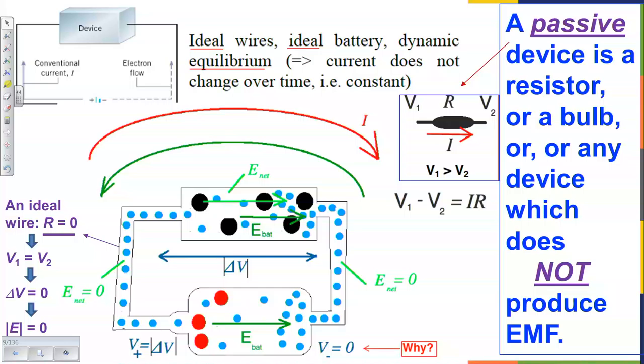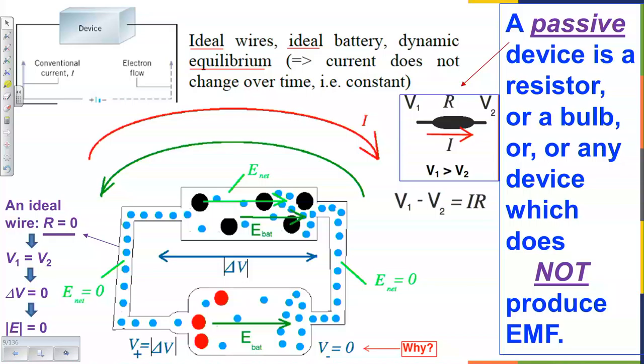If you want to produce something, you should be active. That's the rule. Now, Ohm's law cannot be applied to the battery. Ohm's law can only be applied to a passive element, which means a resistor, a bulb, but also a wire. A wire is not a battery. So we can apply Ohm's law to anything which is not a battery.